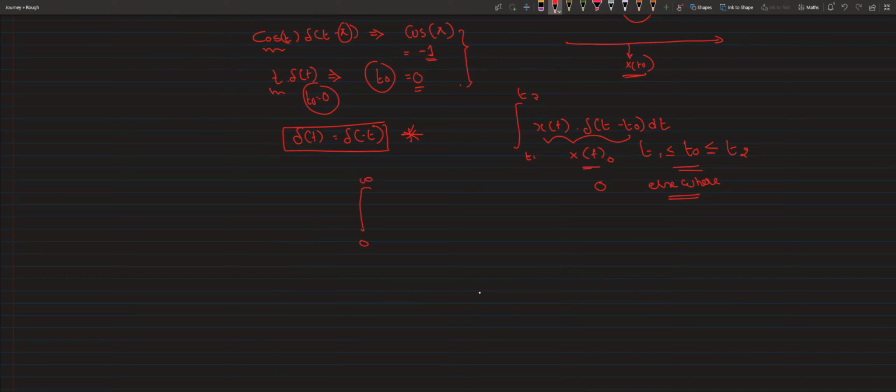Integral from 0 to infinity of t plus cos pi t into delta of t minus 1 dt. Can you tell me how to solve this? First, we have to think of t naught. T naught is 1 here, right? Yes. So now this will become 1 plus cos pi, correct? What is the value here? 1 plus, what is cos pi? Minus 1. So it is obviously 0 here.